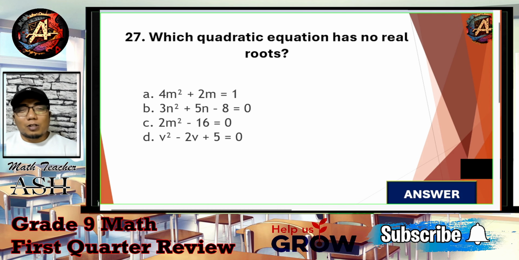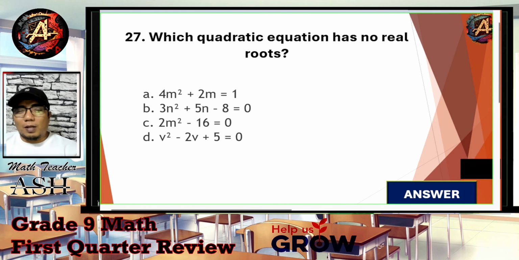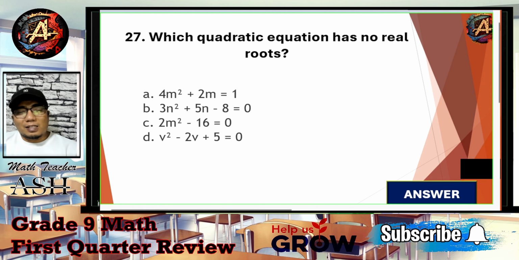Okay, my dear math learners, in order to answer this problem, one of the things that you need to consider is the value of your A and C, in which, for you to have no real roots, you aim to have a negative discriminant. So therefore, your A and C must have no negative. Now, let's check letter A.